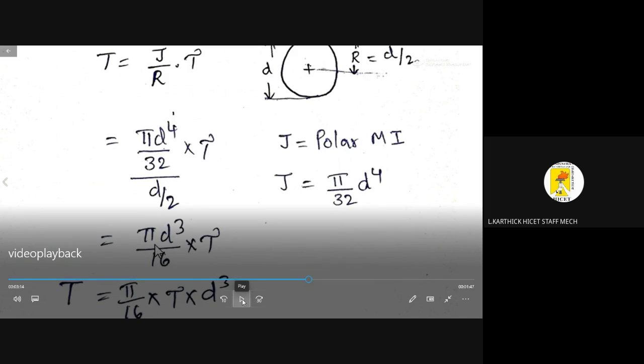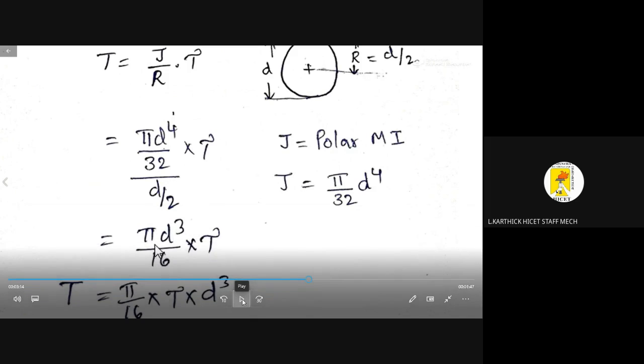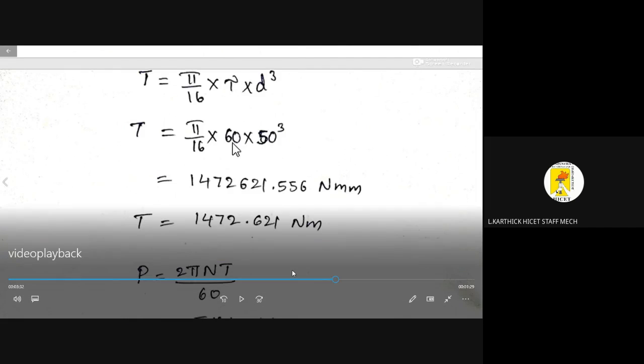We know that the tau value is given and the d value is also given. Once we apply the values, the permissible shear stress as 60 and the d value as 50, solving this you will get T equal to 1472621.556 Newton mm. Whenever we apply a unit for twisting moment or torque, it should be in Newton meter. So we reduce this by dividing by 1000, and you will get T equal to 1472.621 Newton meter.